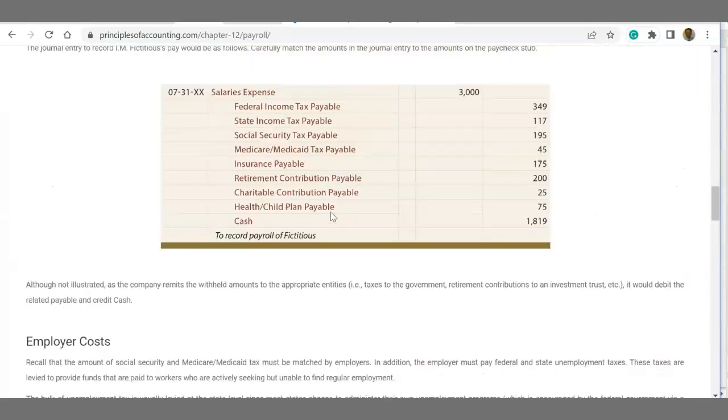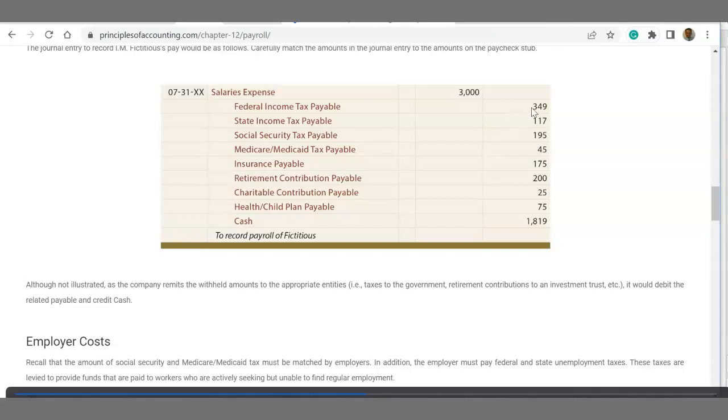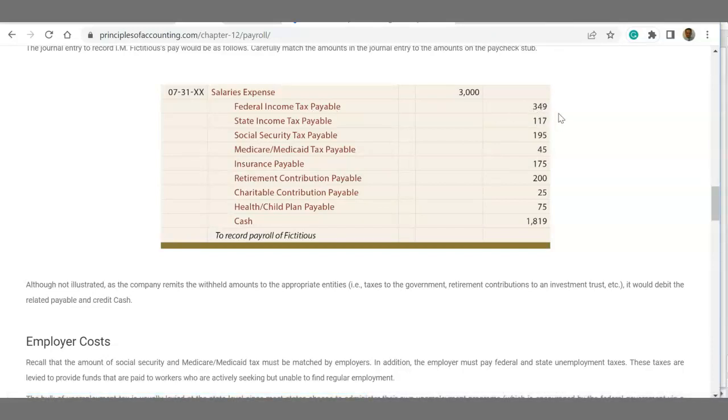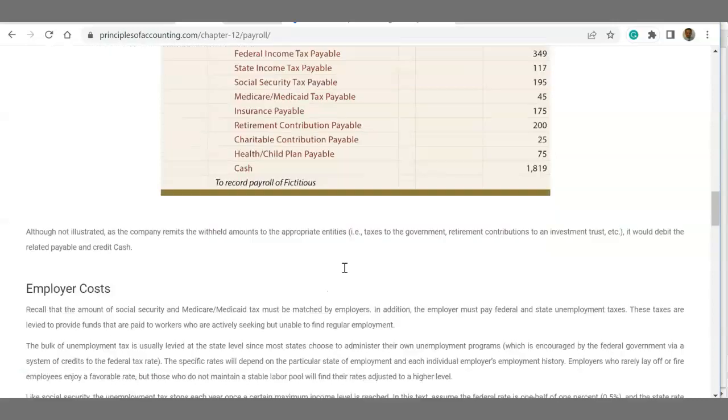So we got the idea of what is deducted from the employee. But this is not the end of the story. Remember, this is deducted from the employee, but the employer also needs to match. The employer needs to match here Social Security and Medicare, and put the rest in insurance payable, also health insurance. Possibly sometimes they match with the retirement contribution also.